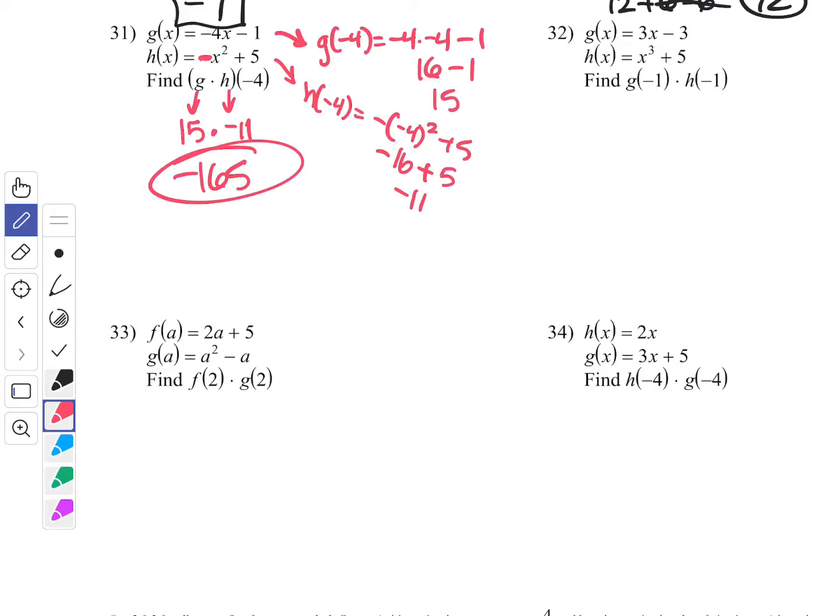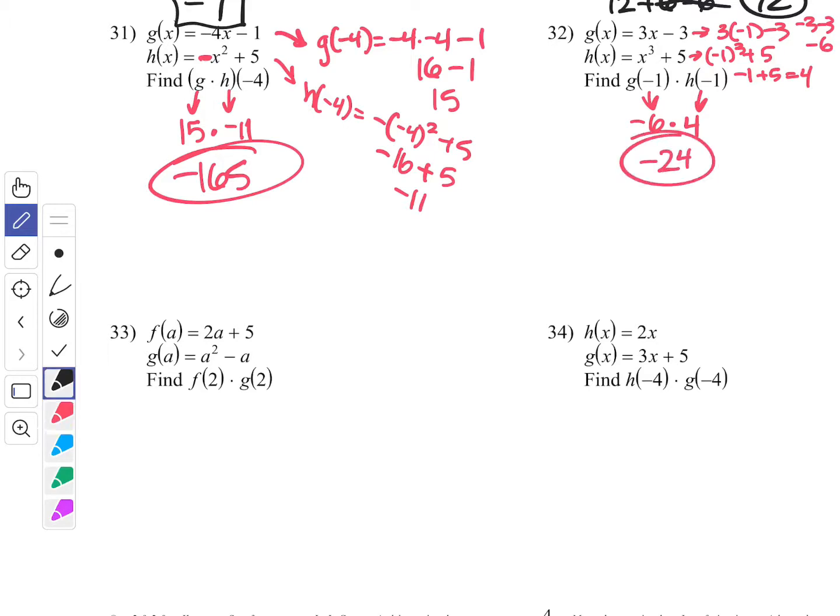Okay. 32, same idea. Putting in negative 1. 3 times negative 1 minus 3. 3 times negative 1 is negative 3, minus 3 is negative 6. So G of negative 1 is negative 6. Then H, negative 1 cubed, plus 5. Negative 1 cubed is still negative 1. Plus 5 gives us 4. So we've got a positive 4. Negative 6 times positive 4 is negative 24.